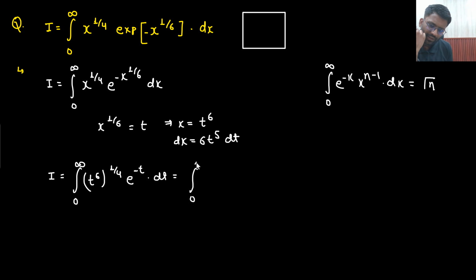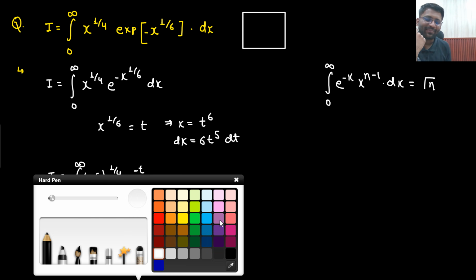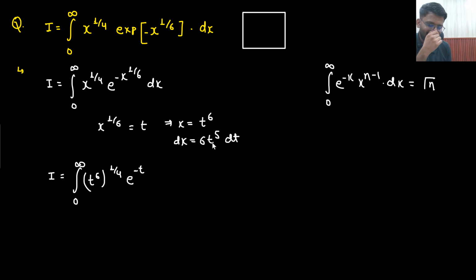And integral 0 to infinity, e to the power minus t, t to the power 3 by 2 dt. That's it, job done. Okay, in place of something wrong I am doing. In place of dx, I need to write down dt. No, this is your dt. In place of dx, I need to write down 6 t to the power 5 dt. So I forgot to replace dx.